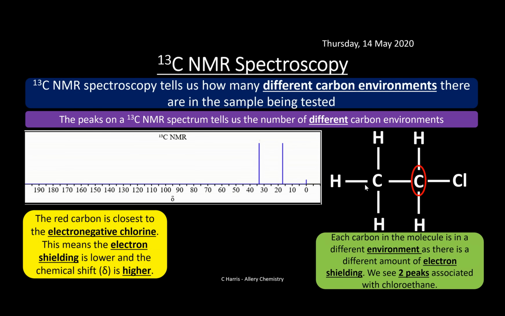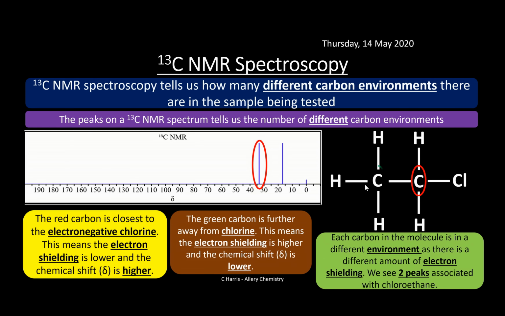So the red carbon, this one here, is the one that's closest to the electronegative chlorine. The shielding is going to be a lot lower in this carbon because it's been pulled away by the chlorine. And so therefore the chemical shift is going to be high, and you can see on the spectrum that the peak caused by that carbon is a lot higher up. Now obviously the other peak, the green one, is the one that's not shifted as much. It has a lot more shielding in the carbon, so therefore it's not shifted as much at all.